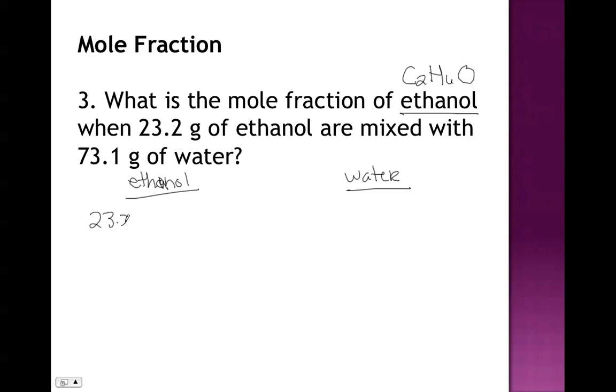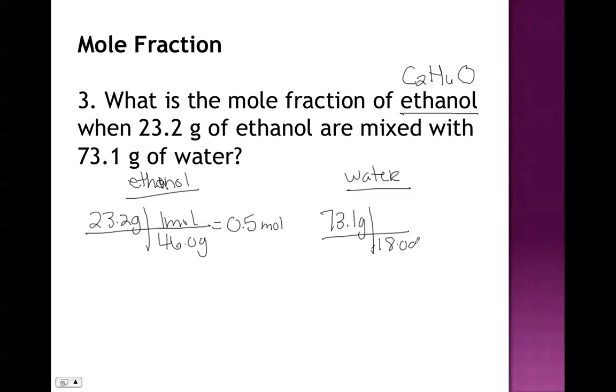So 23.2 grams of ethanol using the GFM, which is 46.0 grams, which is equal to 1 mole. We only have 0.5 moles of ethanol present. For water, we have 73.1 grams. GFM is 18.0 grams, which is equal to 1 mole. And when we get that, we get 4.06 moles of water.